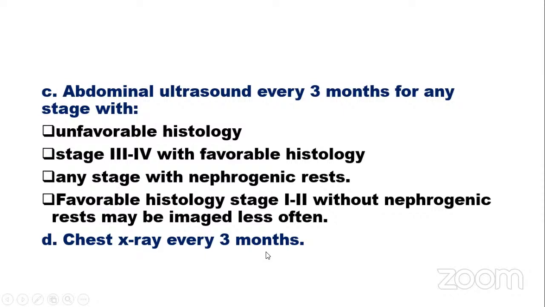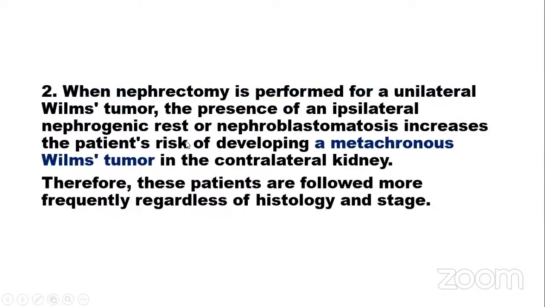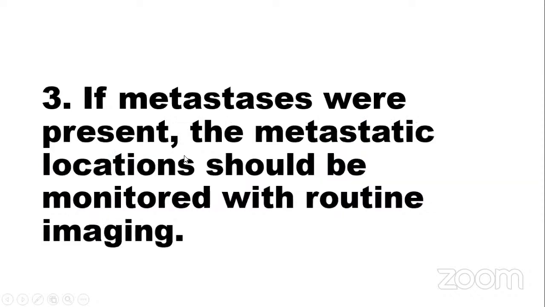So every 3 months, we will check by abdominal ultrasound and chest X-ray for the patient suspected to have pulmonary metastases. When nephrectomy is performed for unilateral Wilms tumors, the presence of bilateral nephrogenic rest or nephroblastoma increases the risk of developing metachronous Wilms tumors in the contralateral kidney. Therefore, these patients are followed more frequently regardless of the histology and stage.